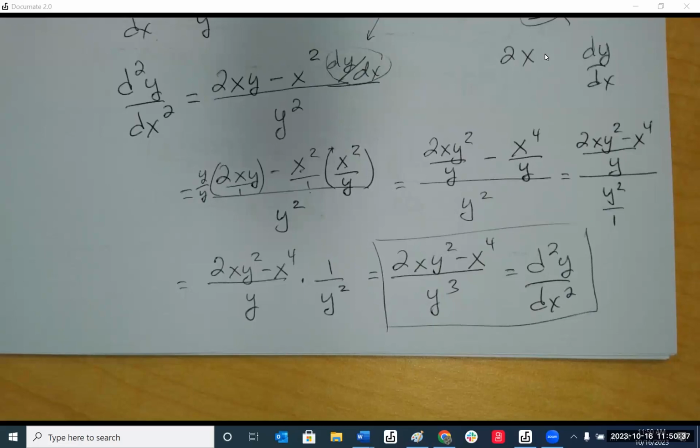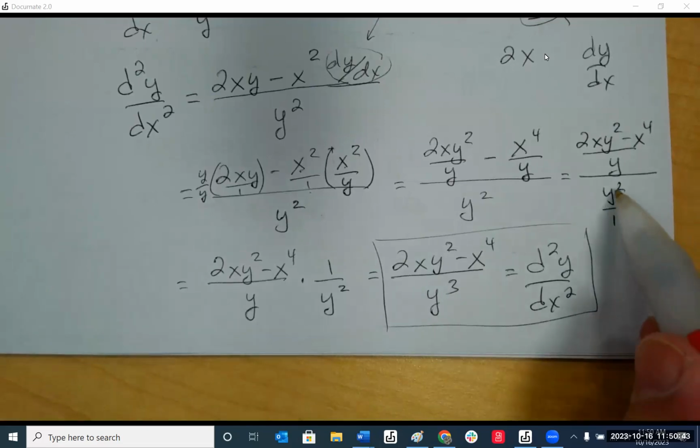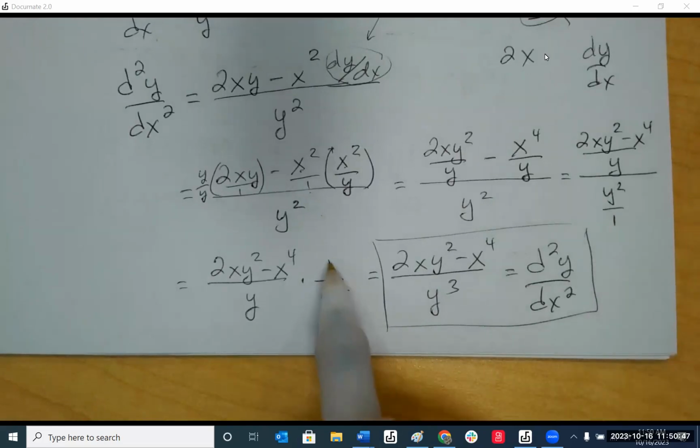What's that? No, because if it's y squared over one, you flip it to one over y squared. So far, so good?